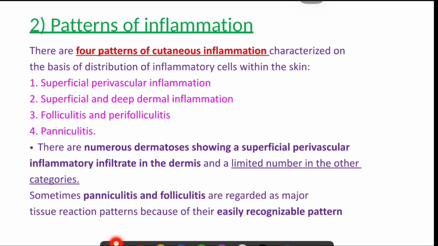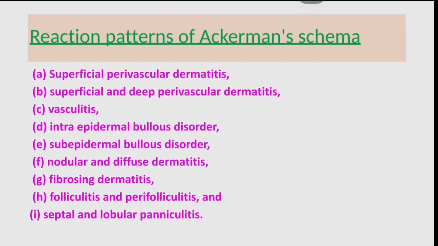And for the pattern of inflammation, there are 4 patterns. One is superficial perivascular inflammation, then superficial and deep dermal inflammation, folliculitis, perifolliculitis, and panniculitis. Now, there are numerous dermatoses which show superficial perivascular inflammatory infiltrate in dermis and a limited number in the other categories. And sometimes panniculitis and folliculitis are regarded as major tissue reaction patterns because of their easily recognizable pattern.